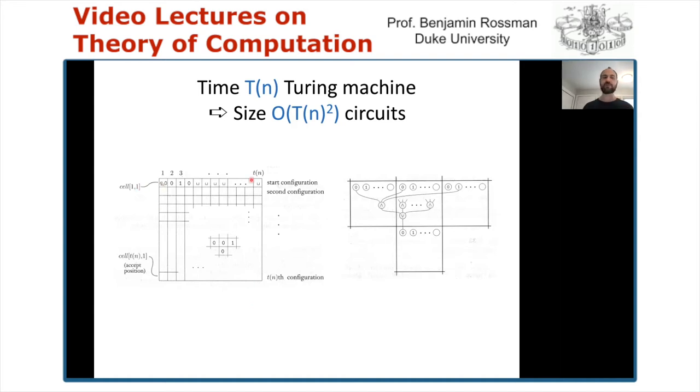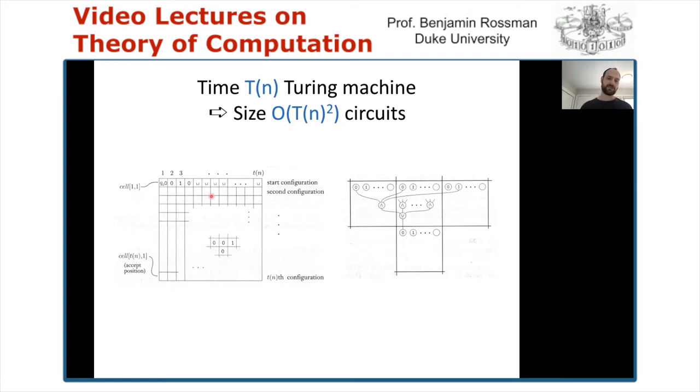On the top row is the initial configuration of the Turing machine. Then the next row would be the configuration after one time step, and so on. The configuration contains the contents of the tape together with the location of the tape head and the current state. Initially, the first n cells will contain the input X, followed by blank symbols out to column T of n. The first cell will also contain the initial state Q0, indicating that the tape head is at the leftmost location in its initial state.